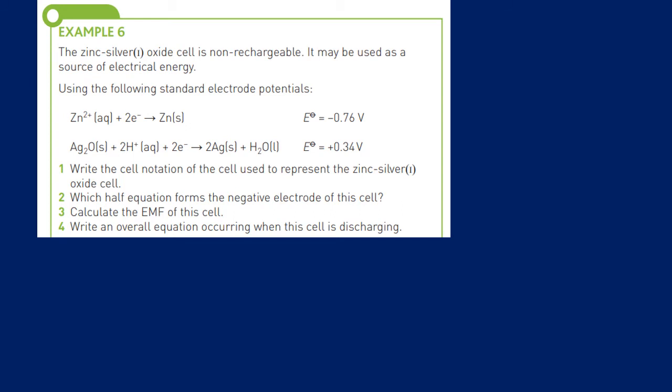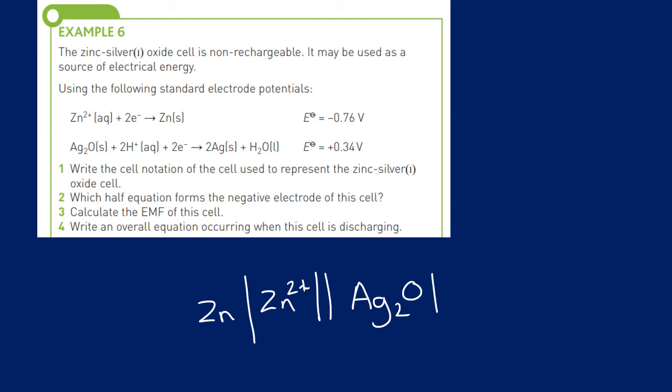Okay, so the negative electrode is going to be Zn, so we'll put that on the left. So we'll have salt bridge, Zn, phase boundary, and on the right hand side we've got the silver electrode. Positive electrode being on the right hand side, negative electrode being on the left hand side.